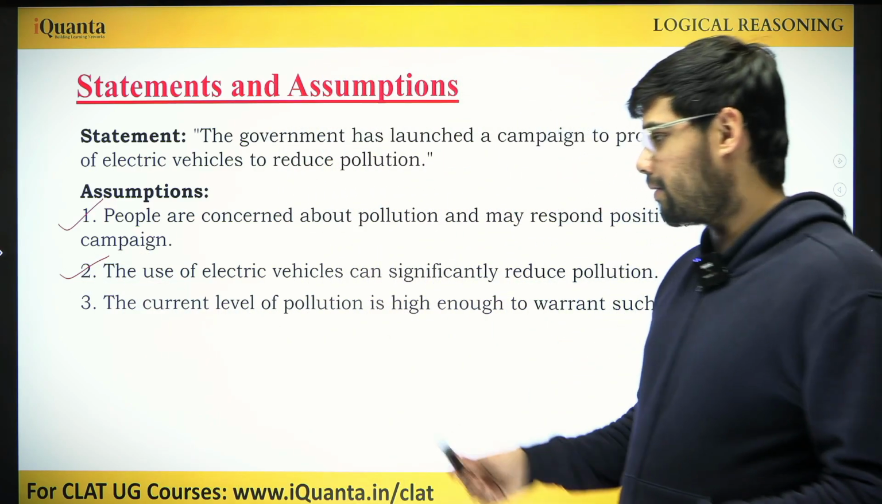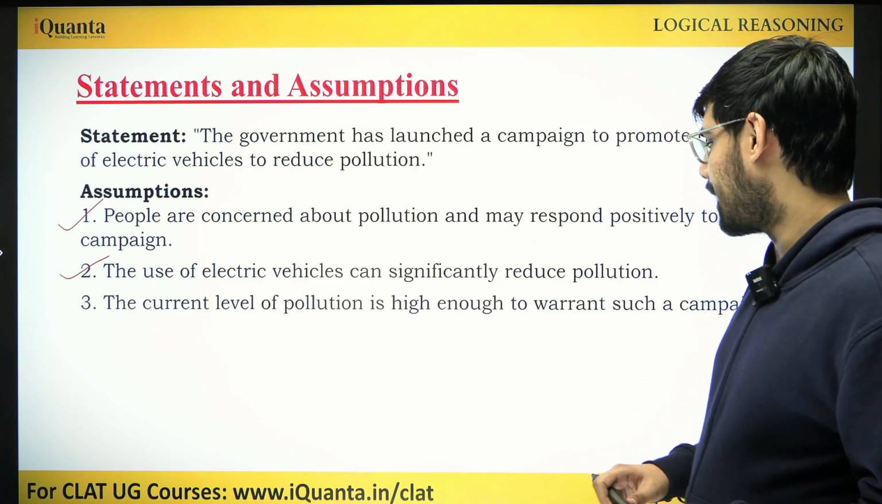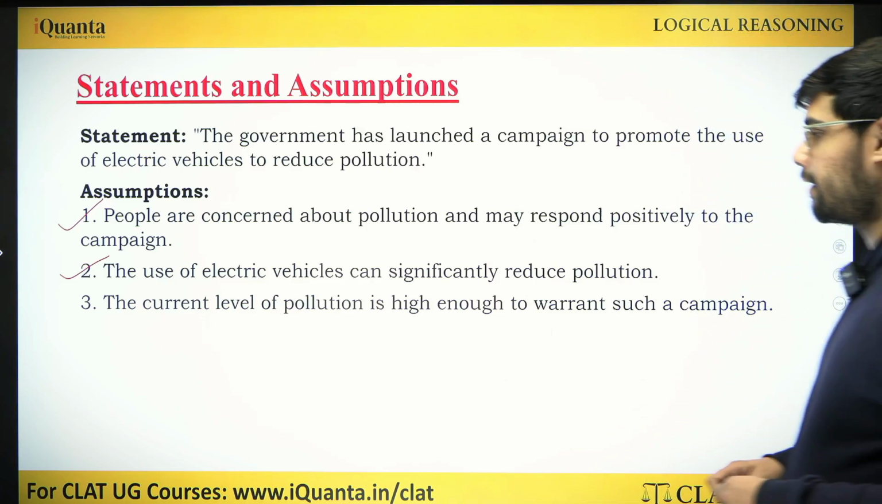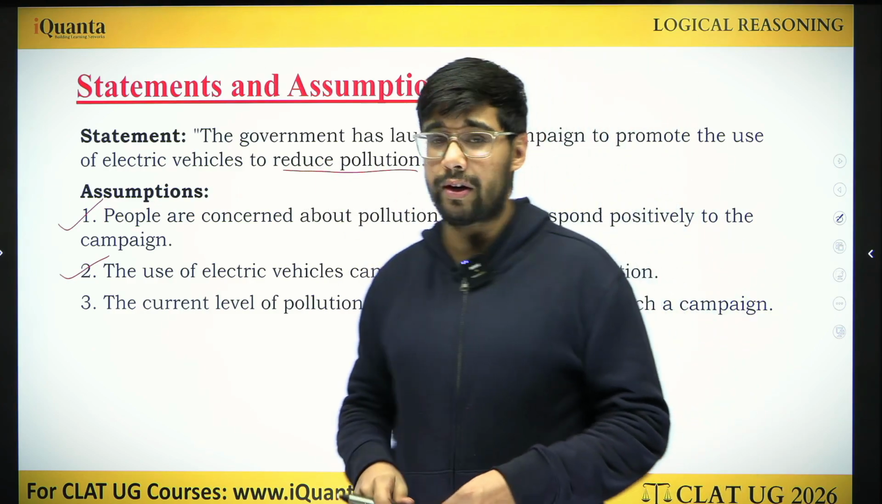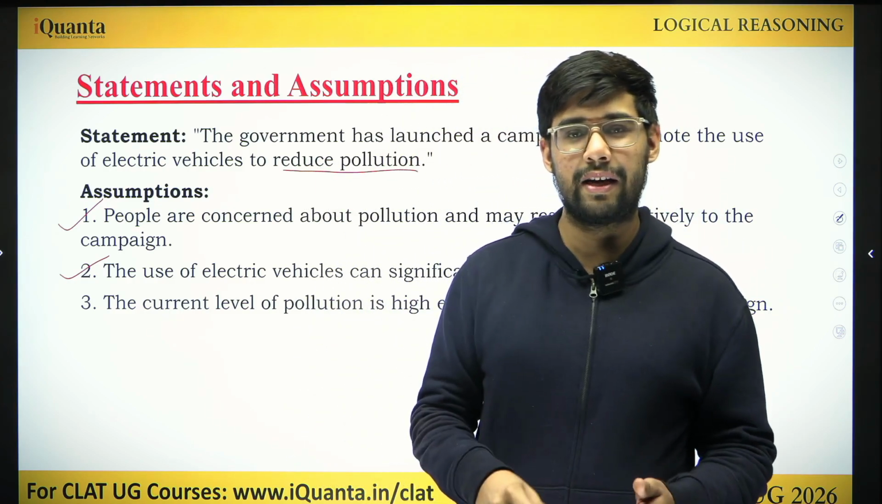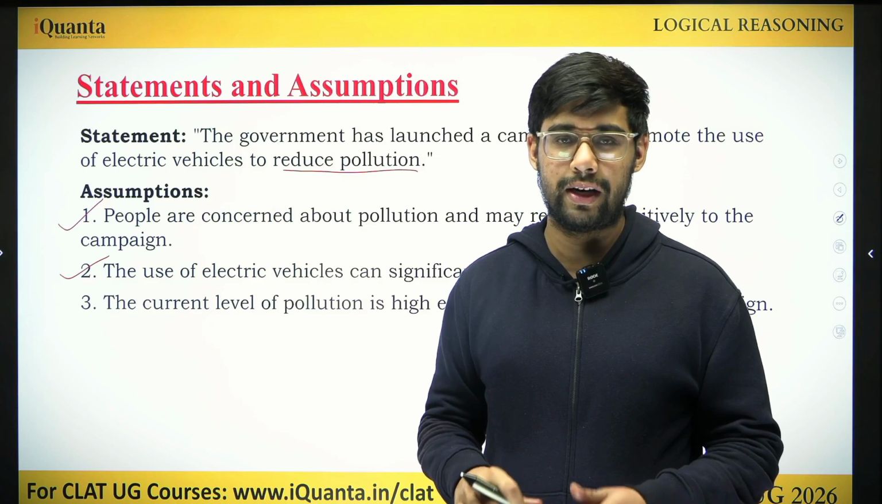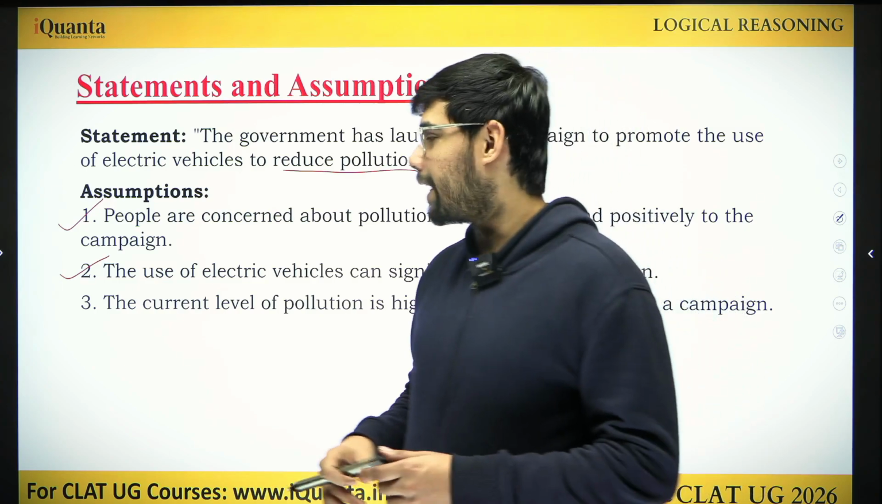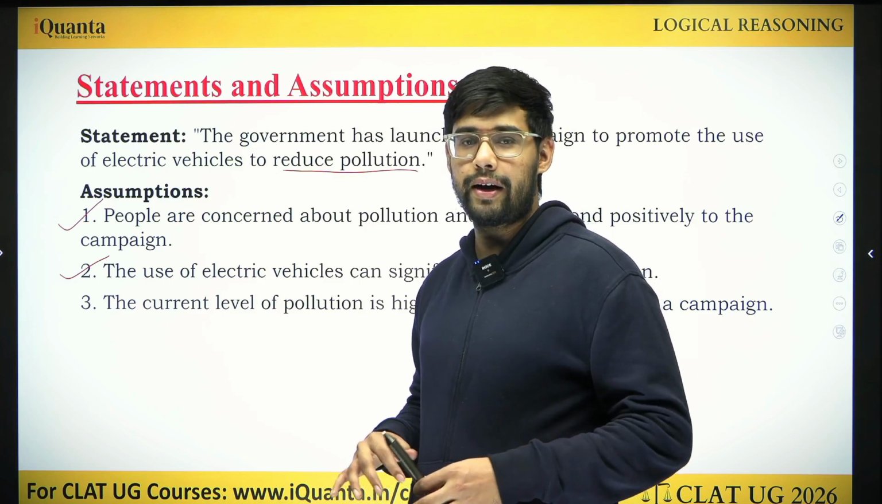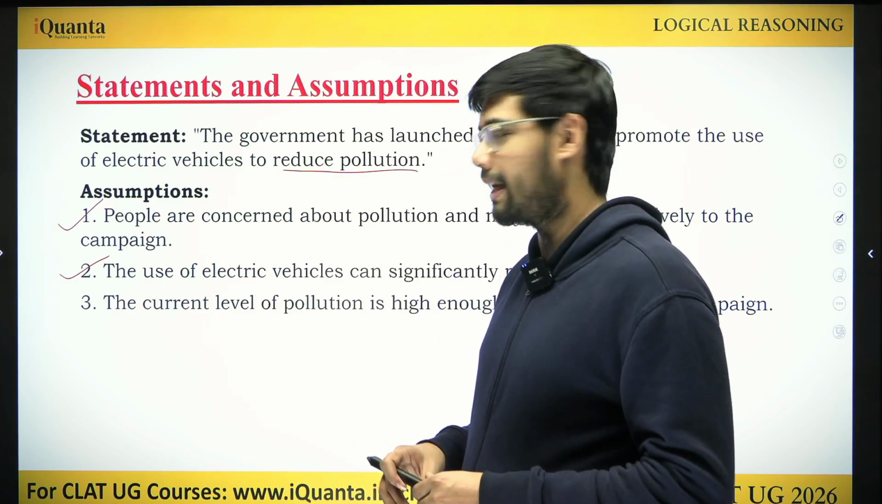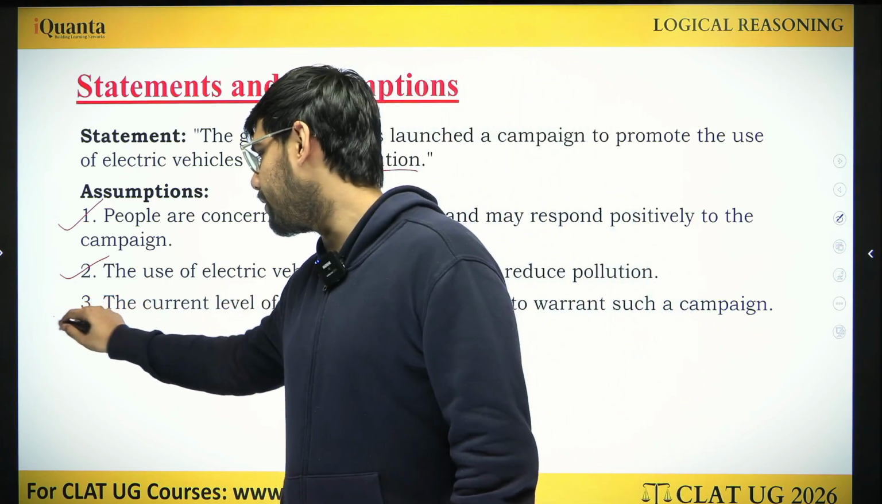Let's look at the third option here. The current level of pollution is high enough to warrant such a campaign. Of course, here we can see that the main aim of the government is to reduce pollution. So we can easily infer that this is the time where the pollution levels are pretty high, right? So that is why the government has introduced the electric vehicles campaign, so that the current levels of pollution are subsided, right? So again, this is also a valid assumption here.